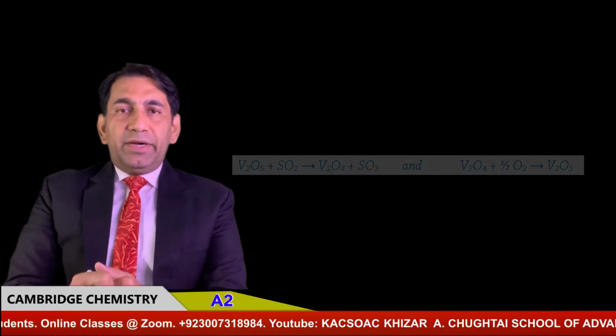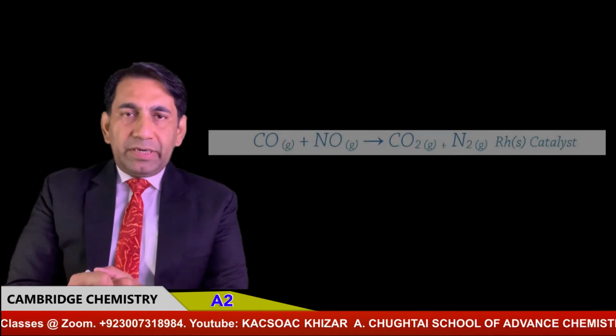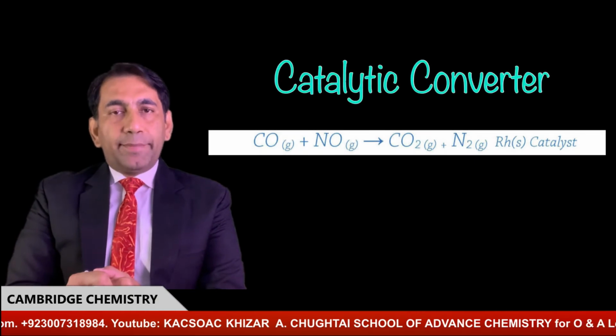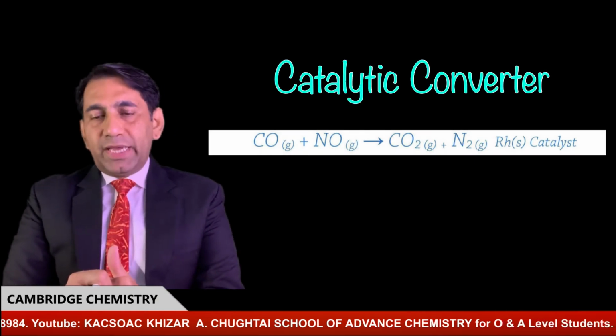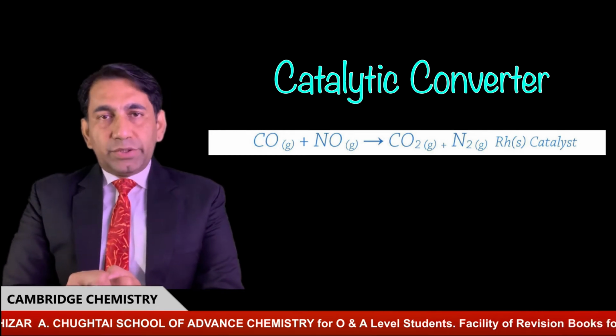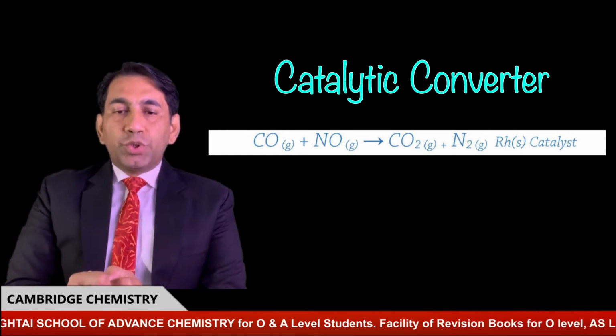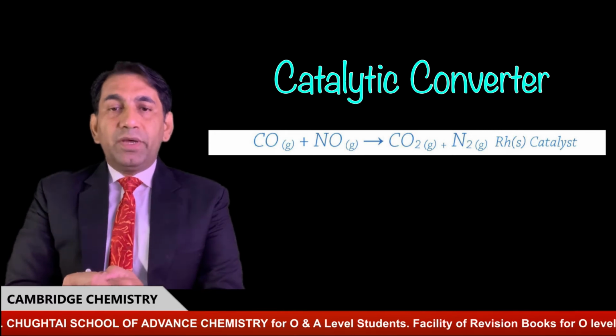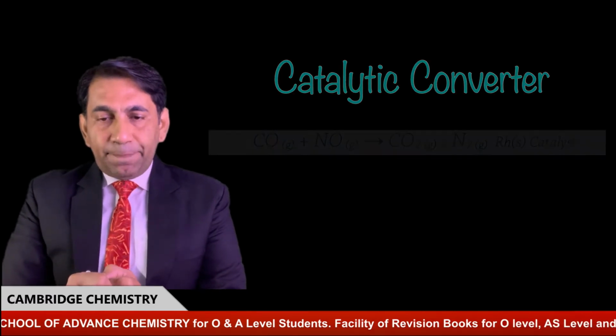In the catalytic converter, we use rhodium to convert nitrogen monoxide and carbon monoxide into less harmful gases, carbon dioxide and nitrogen, and rhodium is also in solid state. So this is the third example of heterogeneous catalysis.